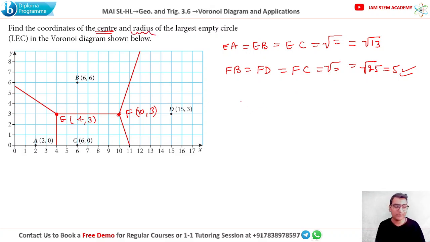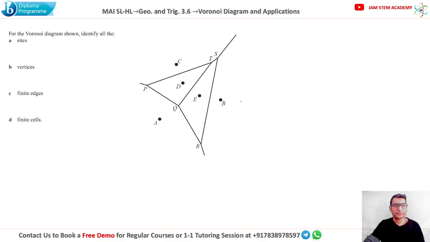So in your IBDP exam, you can always use the vertices of the Voronoi diagram and find the distances to check which one is farthest from all the others. Okay, that's the answer. Next part.